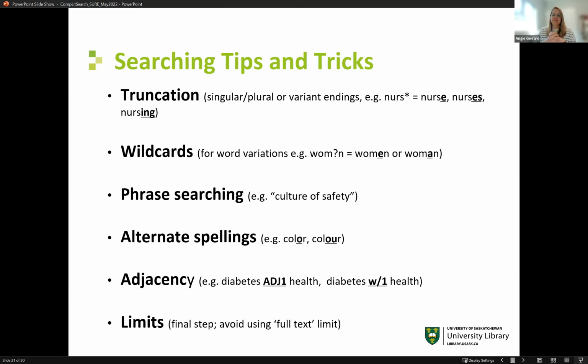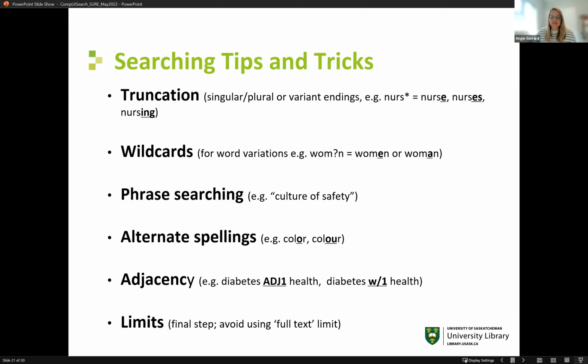So you can use an adjacency operator where, for the example here of diabetes and health, they have to be within one, two, three words, depending on what you set it at. They have to be close, right? It's not necessarily a phrase, but they have to be within close proximity to each other. Again, look at the database help tips to see if they use the adjacency word ADJ or if it's like a slash with the number. It really depends on where you're looking.